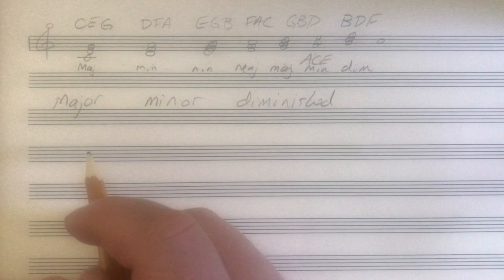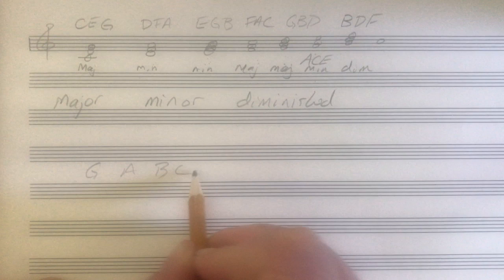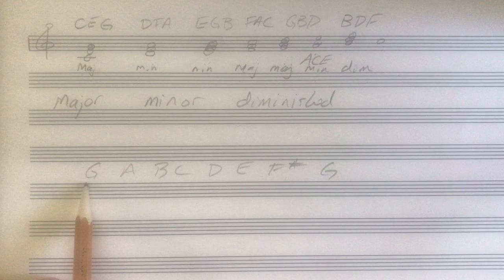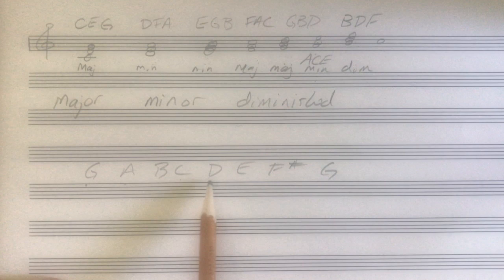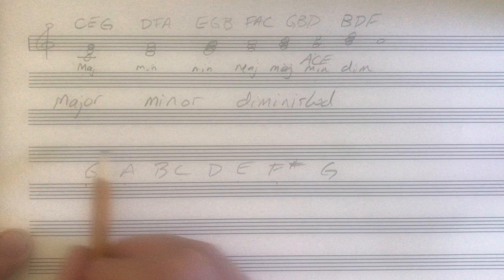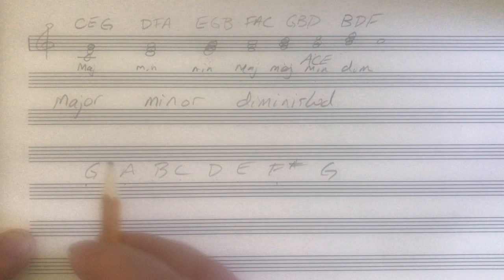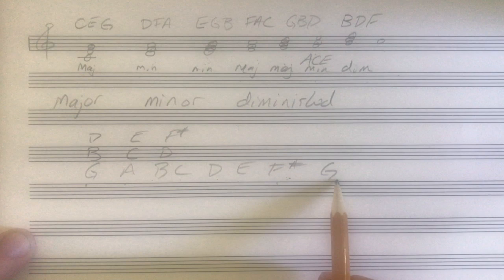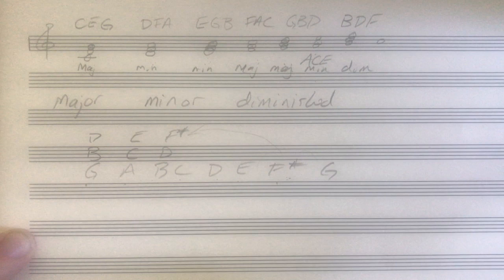So if I pull out another scale, G, A, B, C, D, E, F sharp, G, and I build these chords, I know that the G chord is going to be major, the A chord is going to be minor, the B chord is going to be minor, C and D are going to be major, E is going to be minor, and F sharp is going to be diminished. And as I build these chords, I would use all the notes in the scale. So when I build my G chord, I'm going to go G, B, D, and then A, C, E, B, D, F sharp. Okay? Because when I write out the scale and I've got the key, this F has to be sharp, and so on.